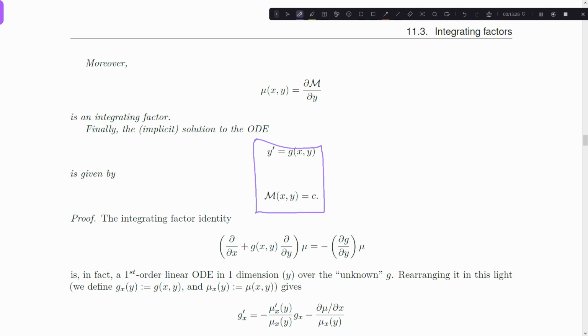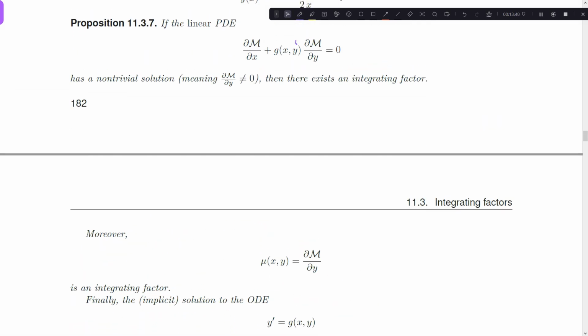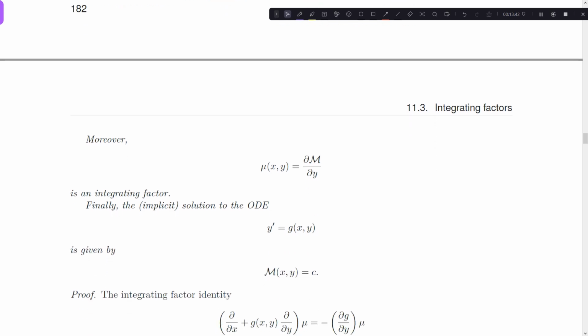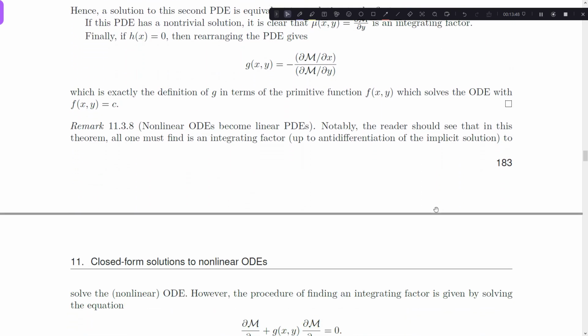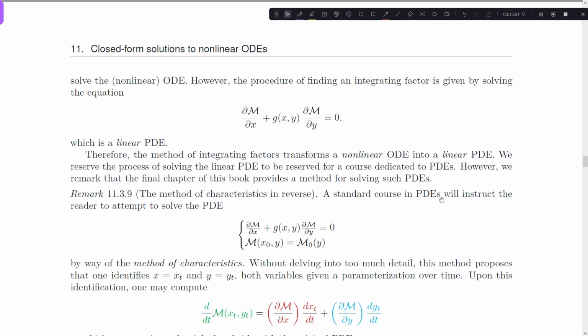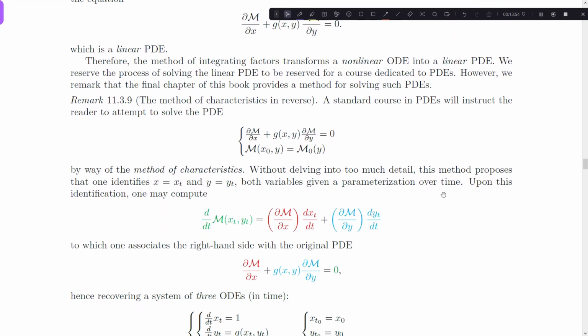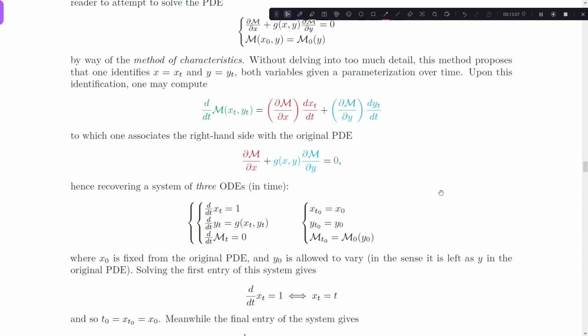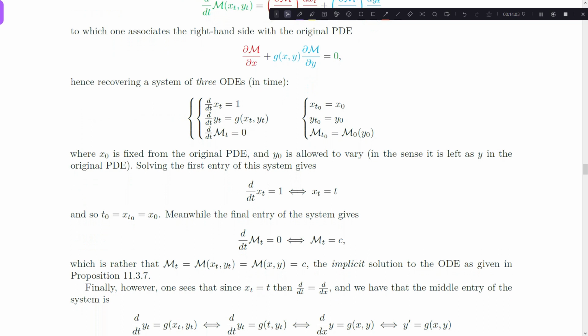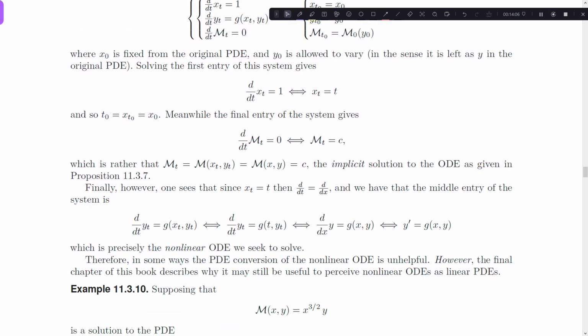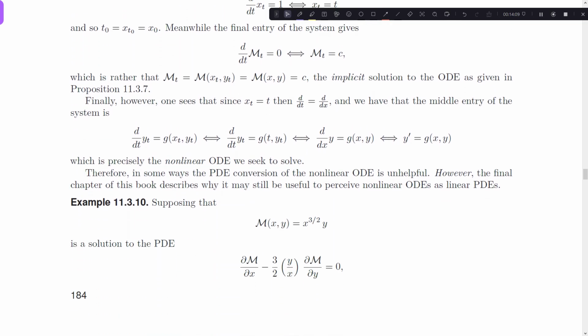So the implicit solution to the ODE y prime equals g of xy is given by M of xy equals c, where M solves the top PDE right there. So that's really what you want to think of with this proposition, but it's directly related to integrating factors. And that's why I included it here. I have a very long remark about how nonlinear ODEs and linear PDEs are very closely related. They're like best friends of one another. And this is something we'll revisit in chapter 13 as well. But I'm not going to go through this here, so it's something maybe that you would enjoy reading about if you're very interested in PDEs.